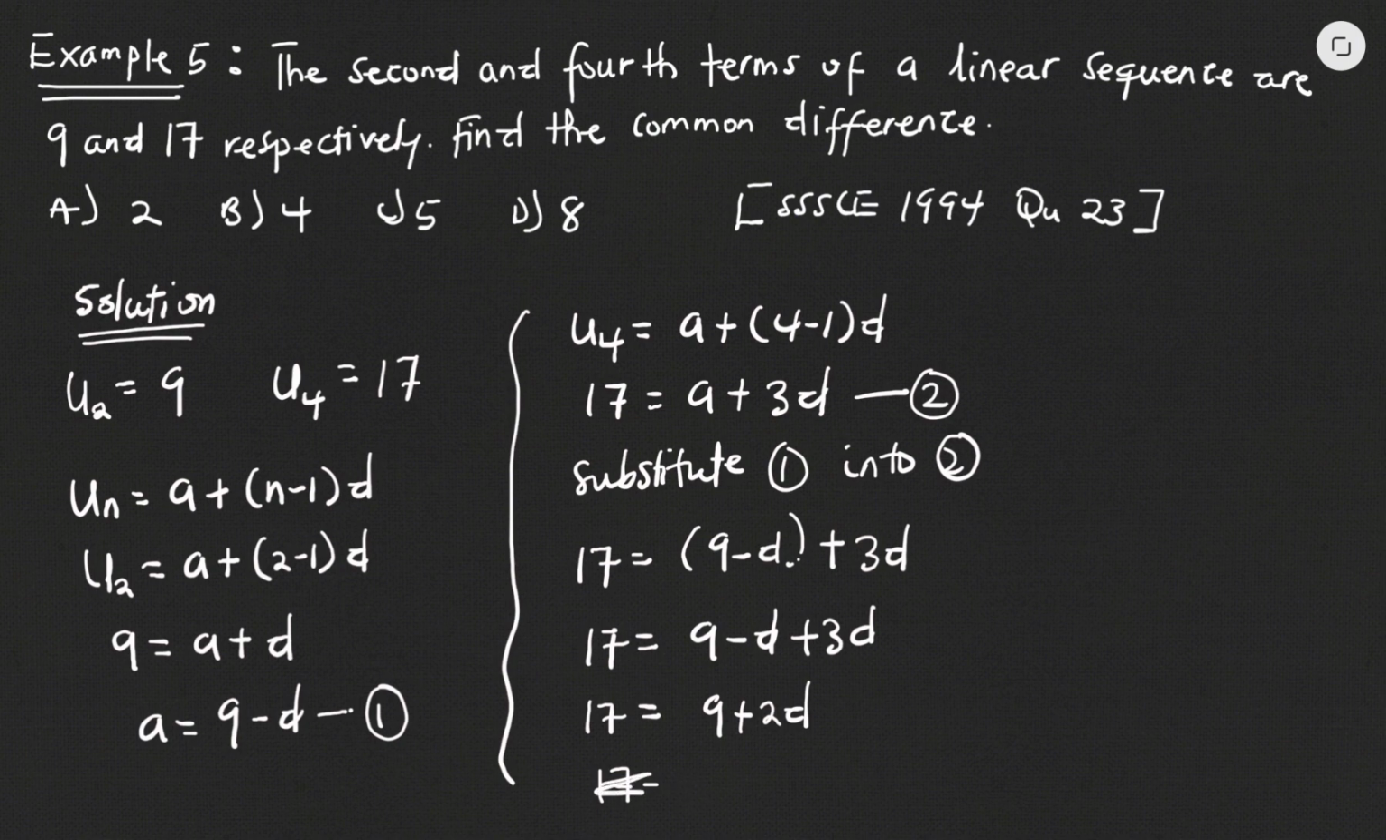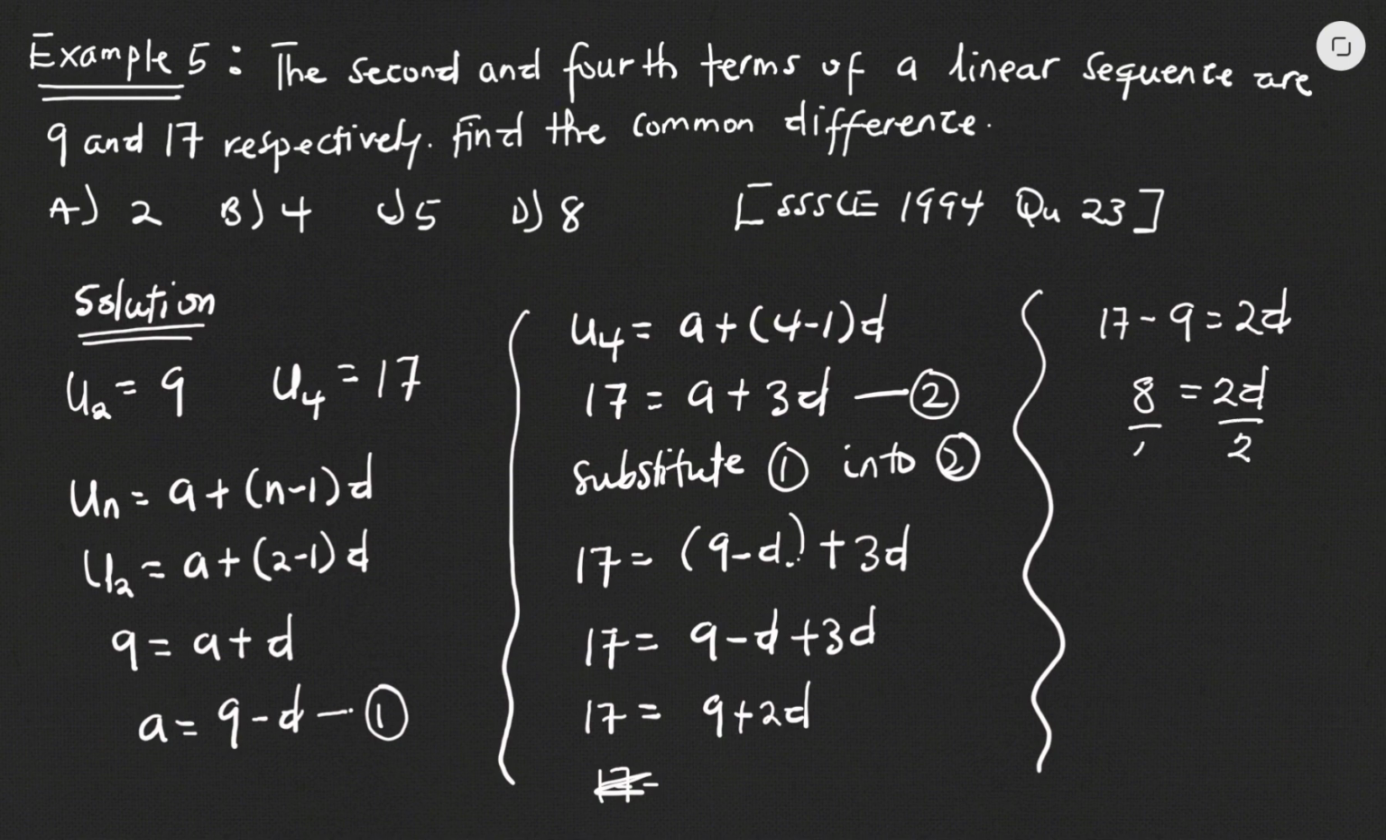So I have 17 minus 9 will be equal to 2d, and so 17 minus 9 will give me 8, and this is equal to 2d. To get the value of d, which is the difference, I divide both sides by 2, the coefficient of the d, so this cancels this, so my d is equal to 8 on 2 will give me 4 as my answer. So therefore the option B is the correct answer for this particular example.